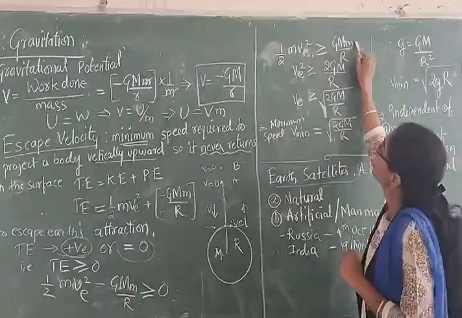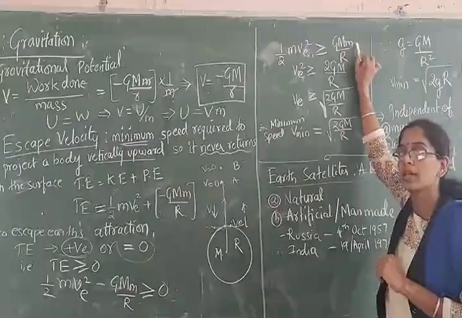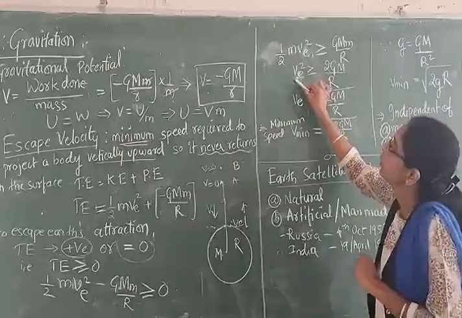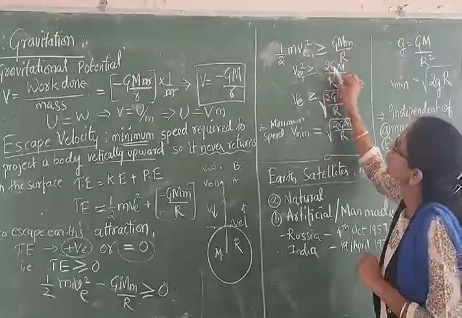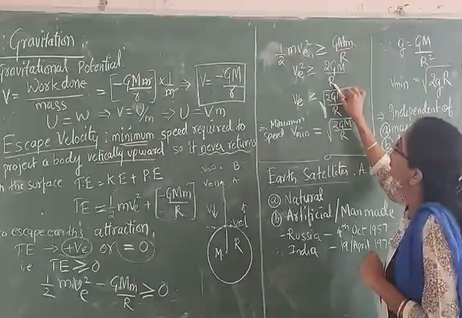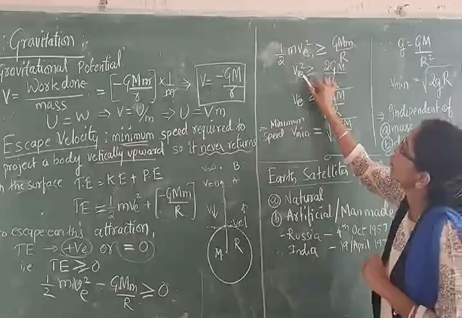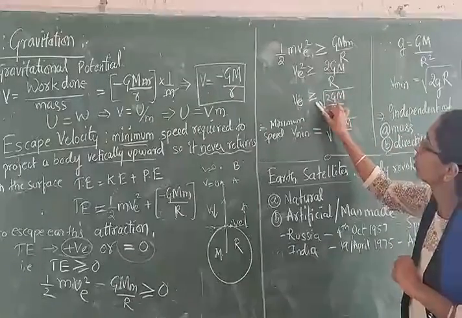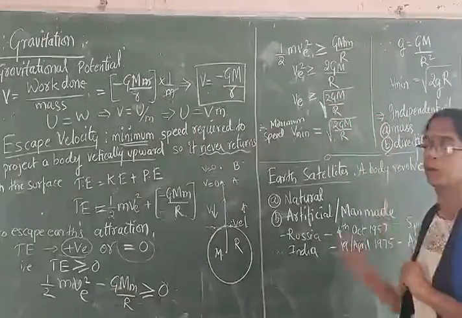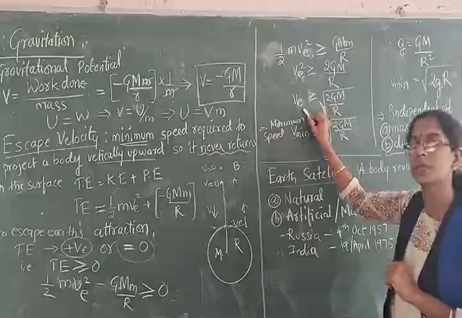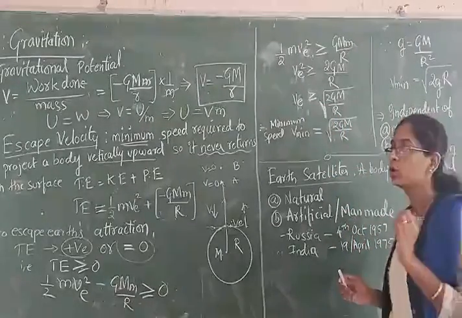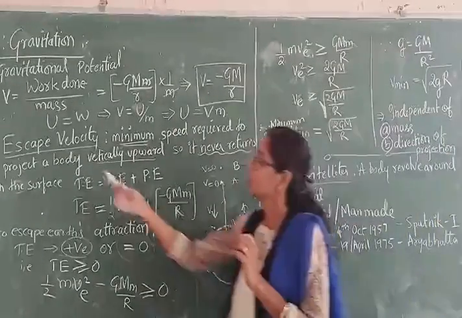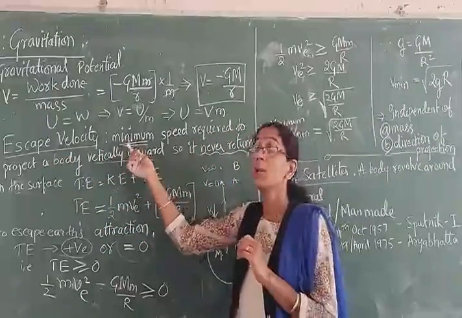We are familiar with solving inequality equations, so solve it here in a similar manner. So we are getting v_e squared greater than or equal to 2GM upon R. When I apply the root on this side, v_e will be greater than or equal to root of 2GM upon R. This is the initial speed. It may be anything, but to come out of the Earth's gravity, the velocity we need to apply is nothing but the escape velocity. So that should be the minimum value.